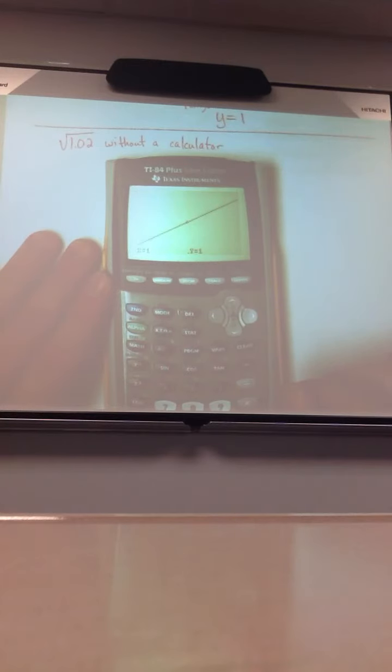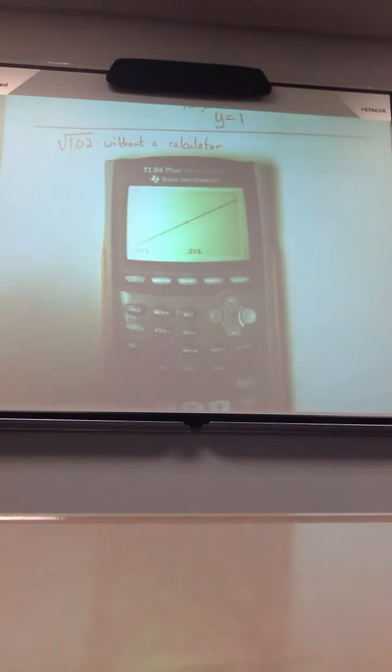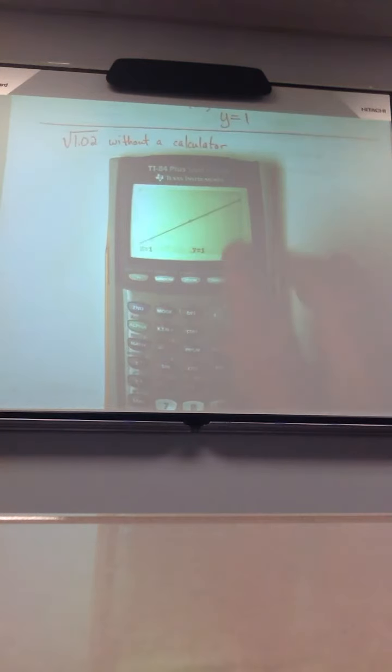Come on, gotta be students. Yeah, isn't that the tangent line? I've zoomed in so far it looks like a line, but isn't that the equation of the tangent line right there?